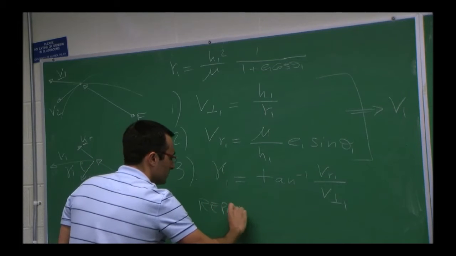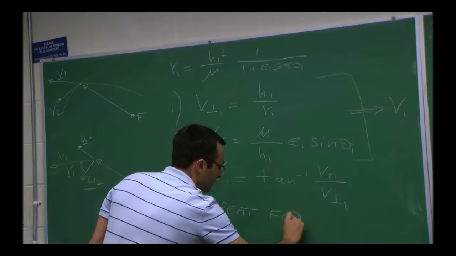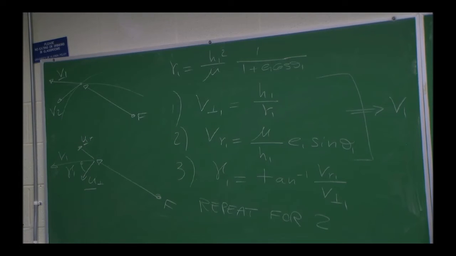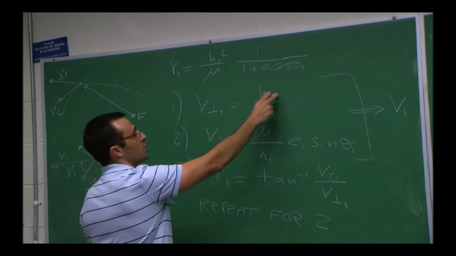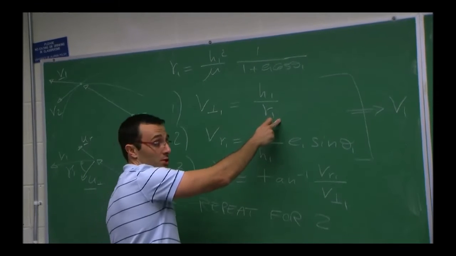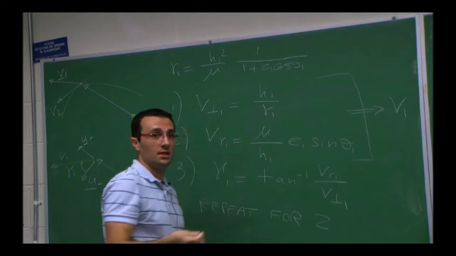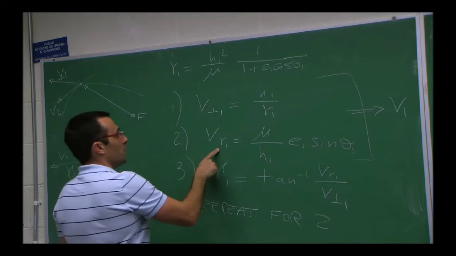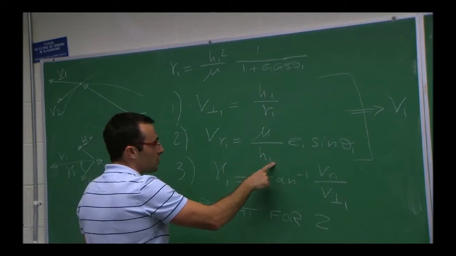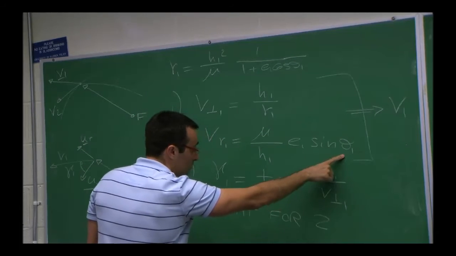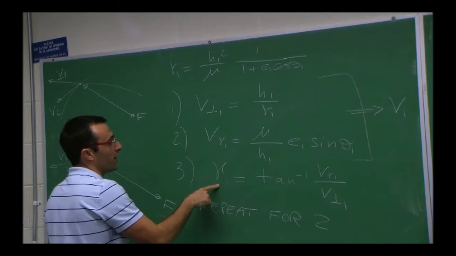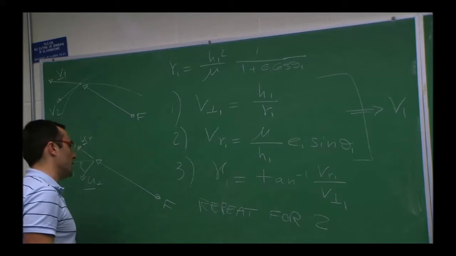Repeat for 2. Everywhere you see a 1, you're going to substitute a 2. So the velocity perpendicular for orbit 2 is h2 over r2, which is actually the same as r1 because this is happening at the same location. V radial 2 is going to be mu over h2 times e2 sine of theta 2. Theta 2 and theta 1 are clearly related by that sketch there. And find the second flight path angle.